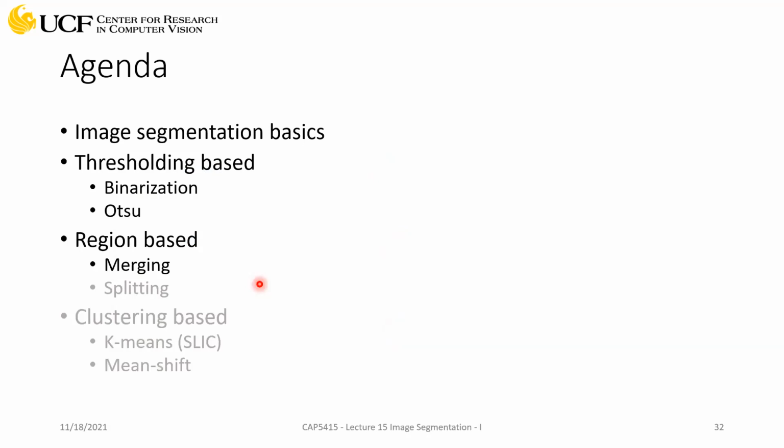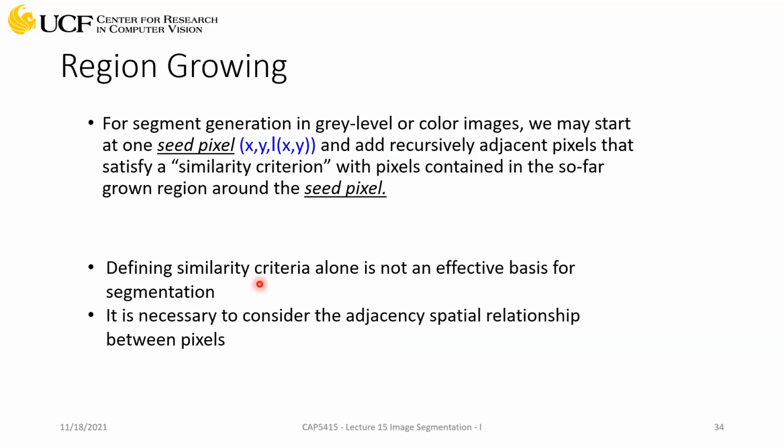Okay, so let's go through how merging works. In merging, we randomly start from any pixel, and then we search in the neighborhood, and we try to find some similarity measure between the current pixel and the neighboring pixels. If we find that they are similar, we create a group, and we keep doing that as long as we are finding similar pixels. So that's how this approach works. This is also called region growing.